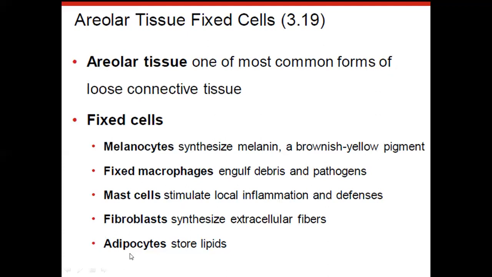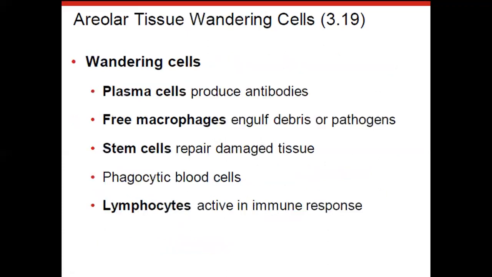And then adipocytes. Adipose tissue is fat, and cyte is cell. So those adipocytes store lipids. These are the fixed cells that you can find in loose connective tissue or areolar connective tissue. Wandering cells can move in and out.